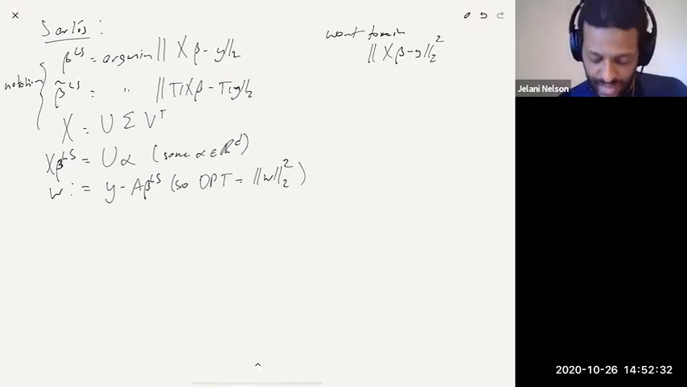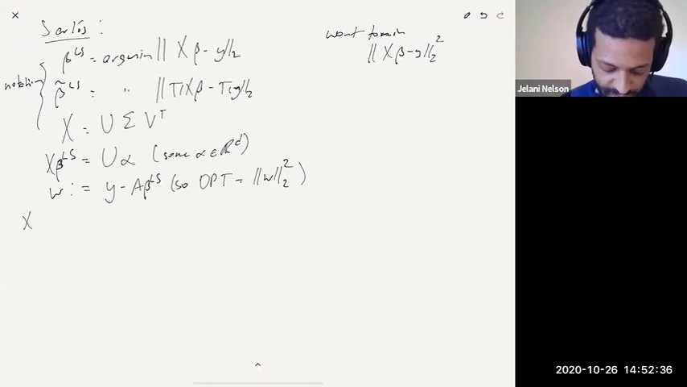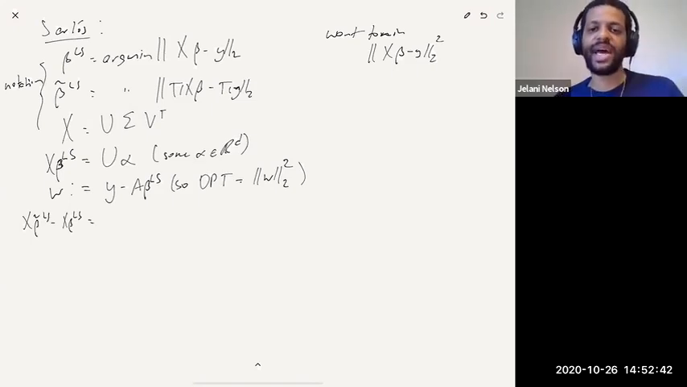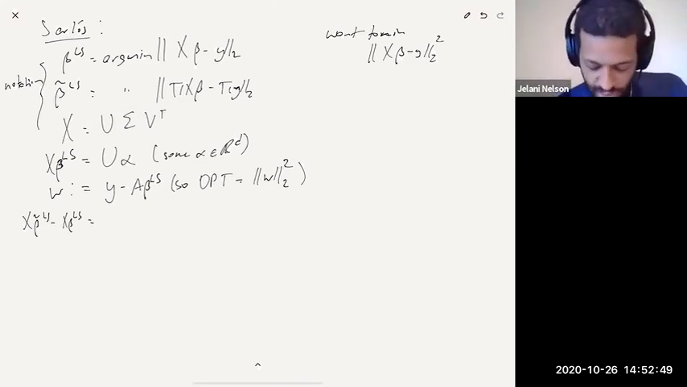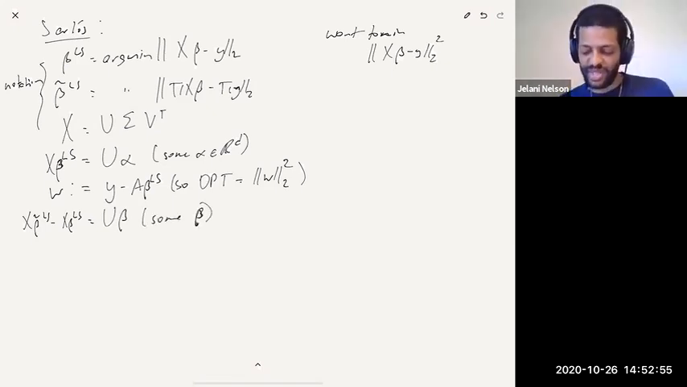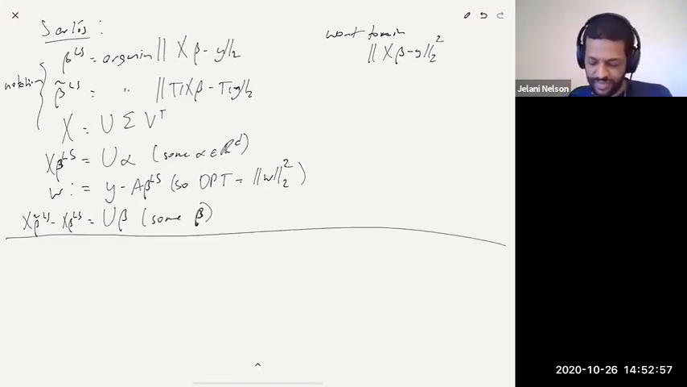And let me finally also make another definition, which is that x beta tilde ls minus x beta ls. Again, this is the same thing as x times quantity beta tilde minus beta. So it's in the column space of x, so I can write it as U gamma for some gamma. I apologize, that was a lot of notation.